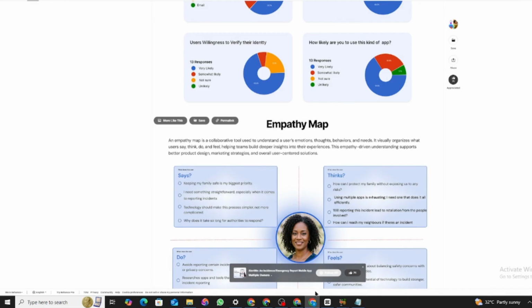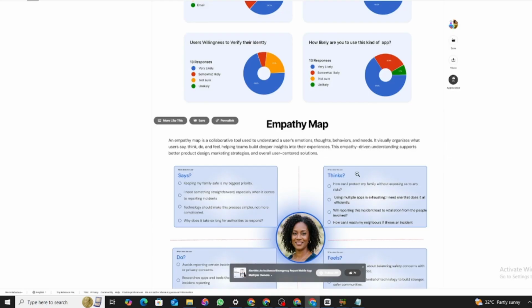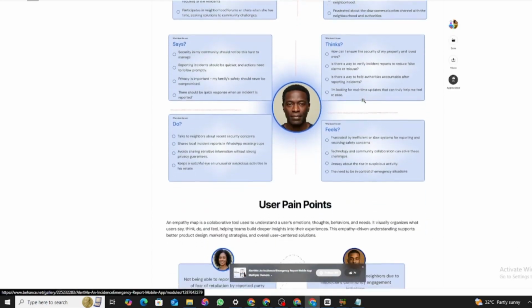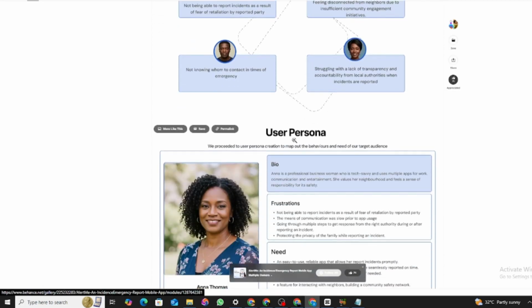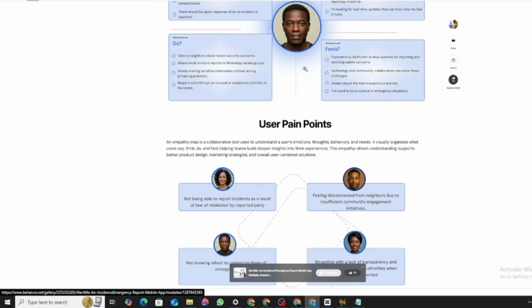So what I mean by empathy mapping, I think this is the last stage of this presentation, is you put yourself in the shoes of the user so that you can feel what the user feels. So empathy mapping helps you to put yourself in the shoes of the user, and then you can create a persona to draft the pain points of the user. So this is what I mean by empathy mapping and user research. All of them are still part of UX research.